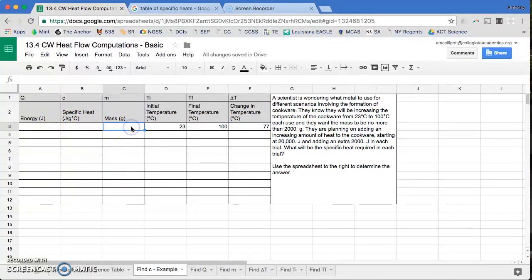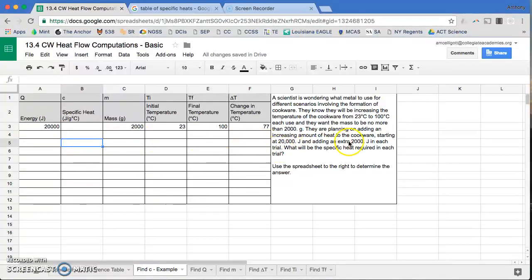That's a mass, so I will put 2,000 right here. I don't know the specific heat. That's actually what I'm trying to find. So I'm going to leave that one blank. And then I've got this 20,000 joules, so I'll add that to energy. 20,000.